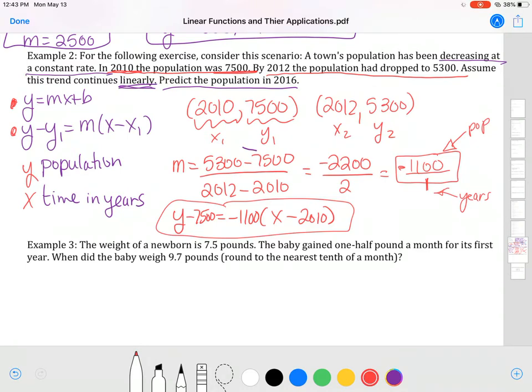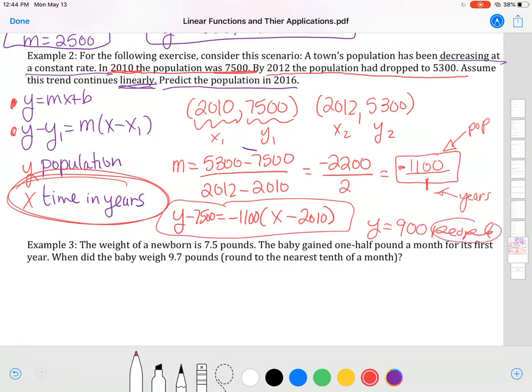Okay, so where do I put that 2016? Do I put it in for x or do I put it in for y? And this is why it's really good to identify your variables. I know that my x is the years, so I know that I'm going to put my 2016 in for x. When you do that, take a minute, pause the video, put in 2016 for x, and solve for y. When you do that, you get that y is 900 people.